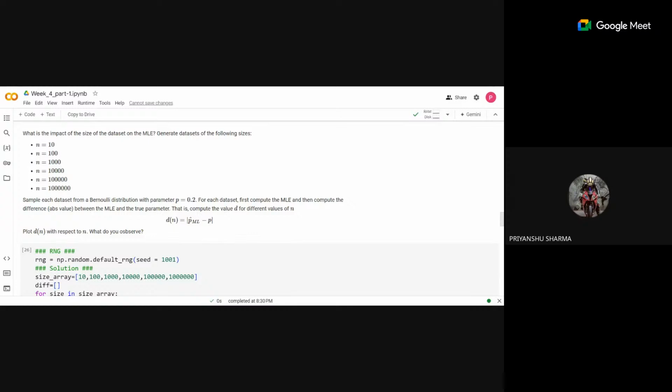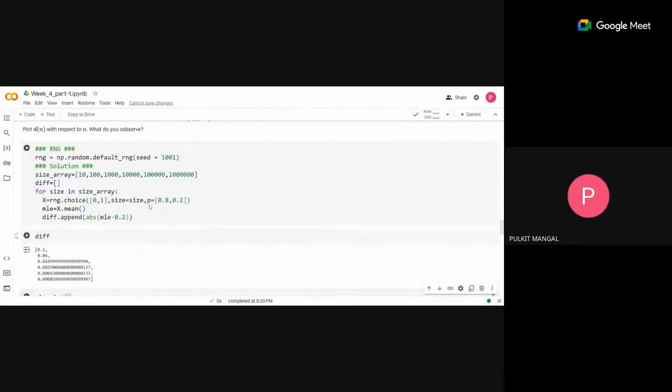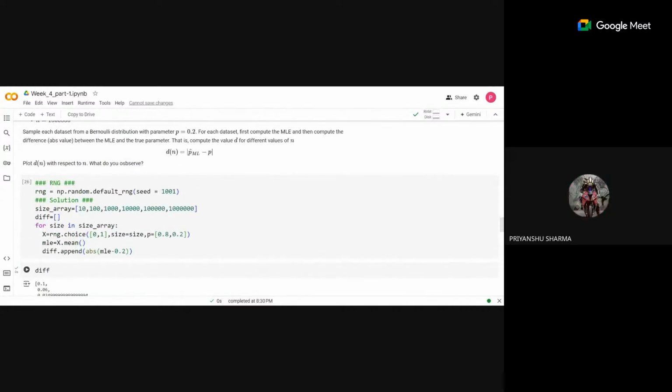Sir, can you please show this cell? Yes, this one. So we have created the size array, whatever sizes were given to us. Created one empty list, diff. We are iterating through all the values in this size array, and then we are sampling our number of data points. We have given size equal to size. This size is the variable that refers to this, while this size here is the argument.